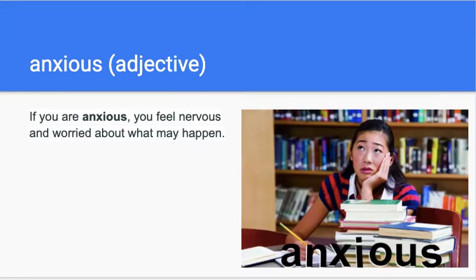Our next word is anxious. Anxious is an adjective. It's a describing word. If you are anxious, you feel nervous and worried about what may happen. So for your definition, you might write something like, to feel nervous and worried about what might happen.